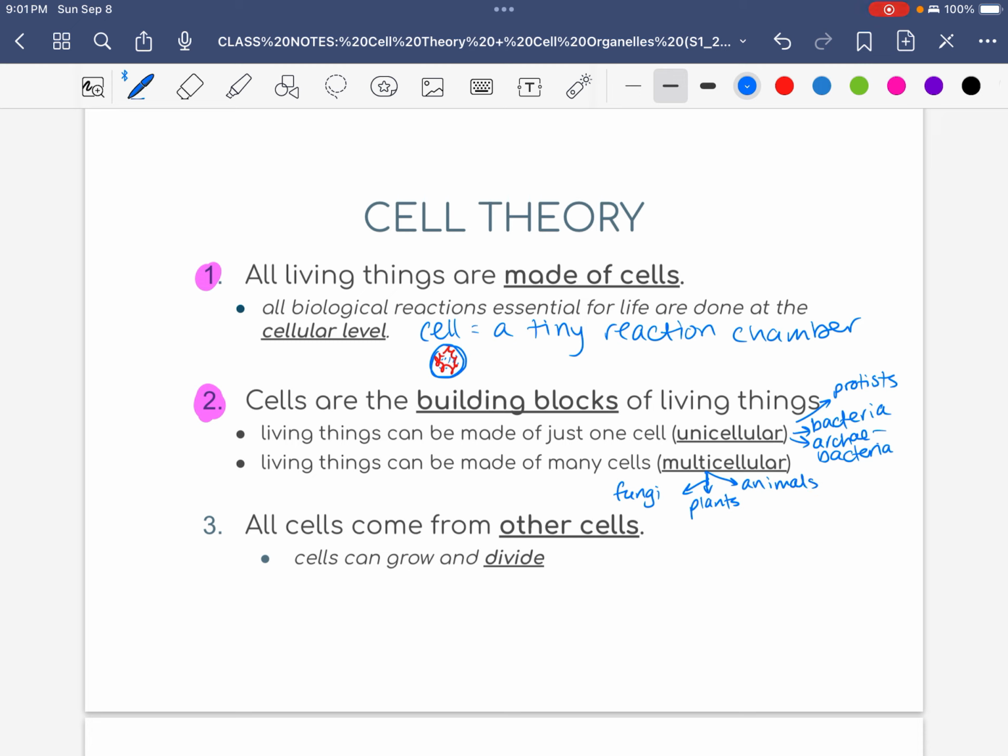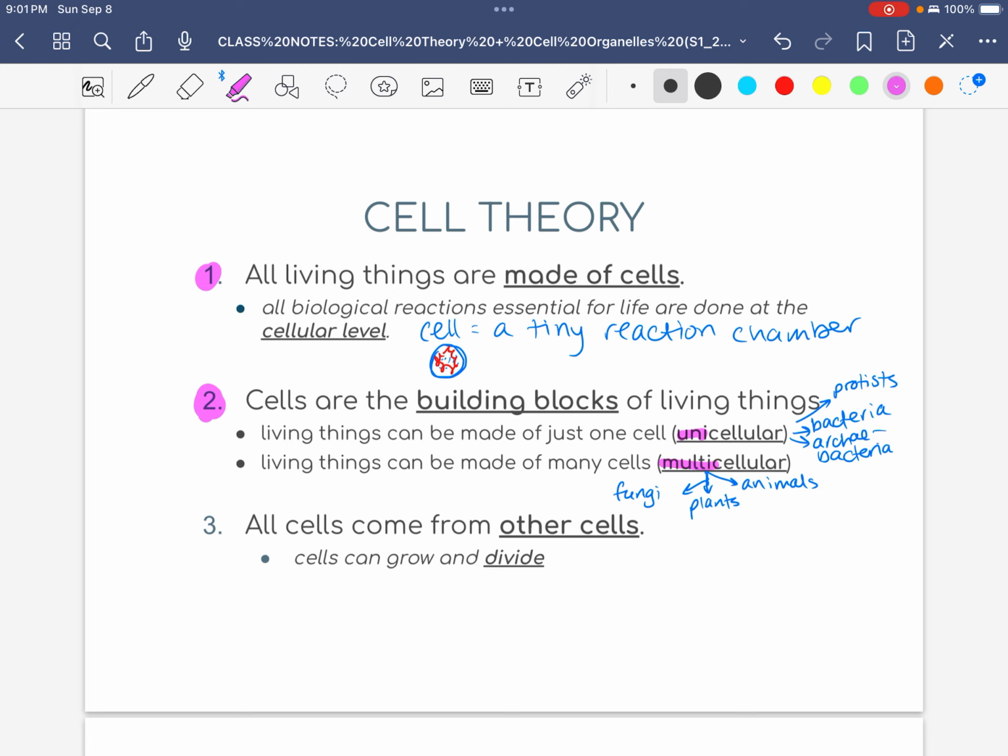And there's some exceptions to these rules, but for the most part, protists, bacteria, and archaebacteria are only one cell big. They're unicellular. Uni means one. Whereas fungi, plants, and animals are multicellular. They're made of many cells.